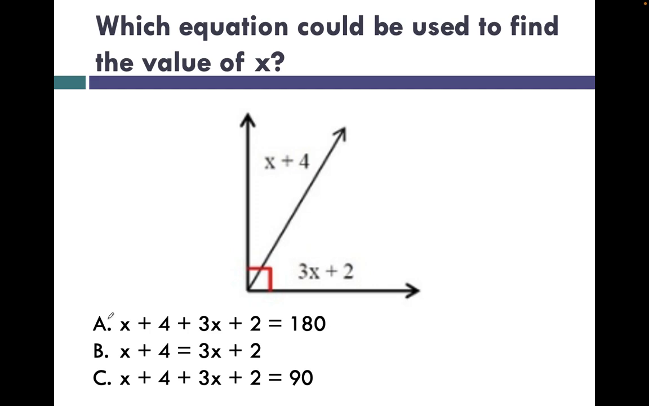Which equation could be used to find the value of x in this diagram? These two angle pairs are complementary to each other, which means they add up to 90 degrees. So option C would be our choice here.